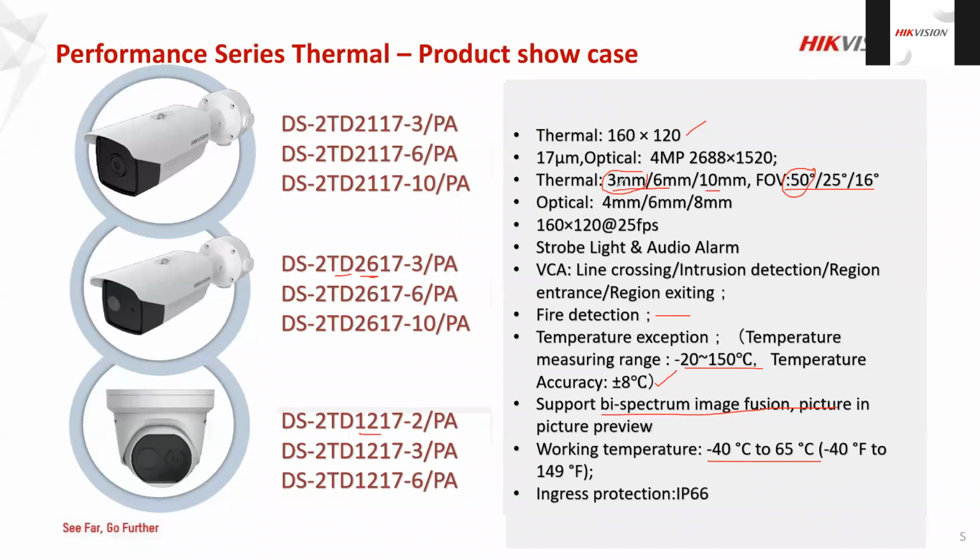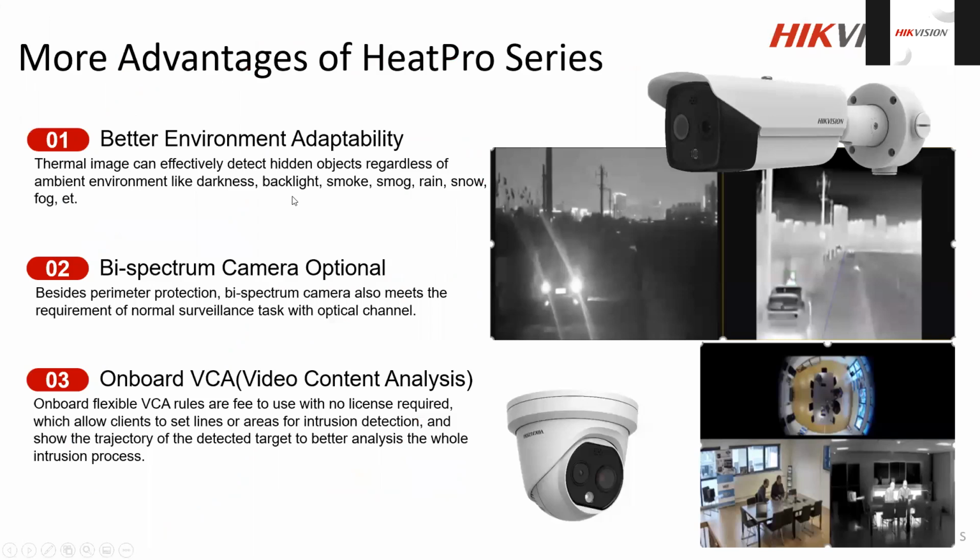So how do you find what is the focal length of the thermal lens? It is easy. This 3 means 3mm, 6 means 6mm, 10 means 10mm. So just look at the model and you can get an idea about what is the focal length of the thermal lens. I think we can talk a little more about the features that we have in our HeatPro series, which is the cost-effective models.